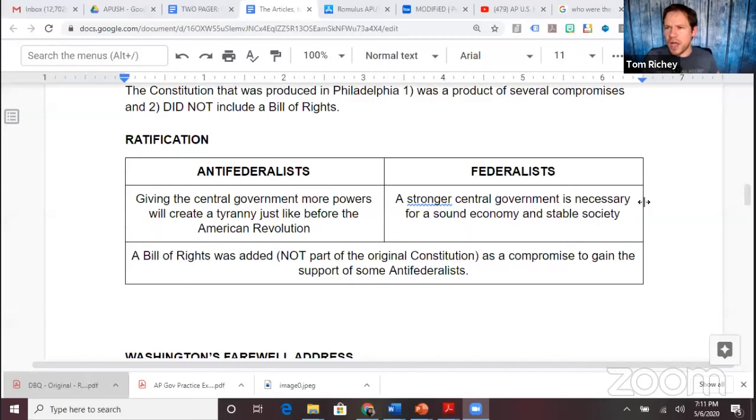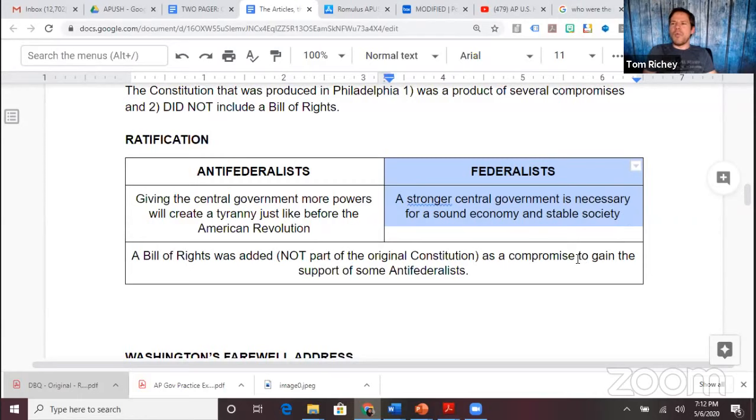So let me go into a little bit more here. So going into ratification, all right? So a few things here. Let me share the screen with y'all here again. So the ratification of the Constitution, the Federalist versus the Anti-Federalist, okay? So what we see here is giving the central government more powers will create a tyranny with the Anti-Federalists, such as Brutus. Now, the Federalists want a stronger central government. They say it's necessary for a sound economy and a stable society.